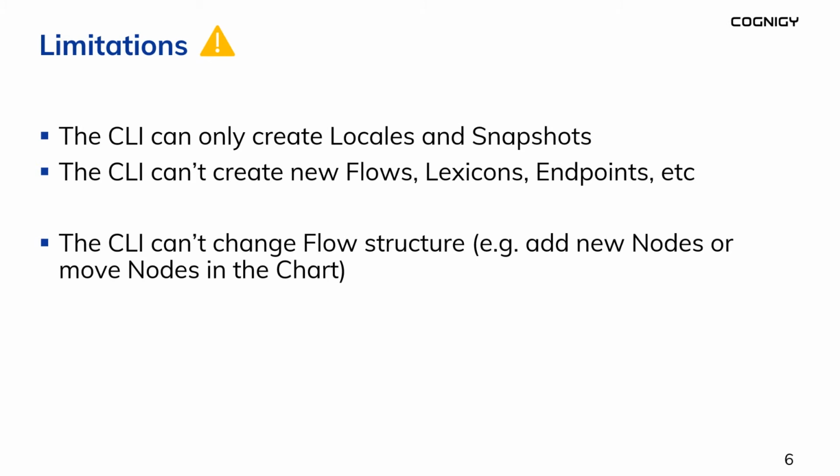The CLI also cannot change flow structure. So whilst you can edit existing nodes, intents, etc., you cannot add new nodes, and you cannot move nodes around on the chart using the CLI. You need to do that either on the Cognigy AI platform itself through the user interface, or of course, if you want, you can do that through the API as well.